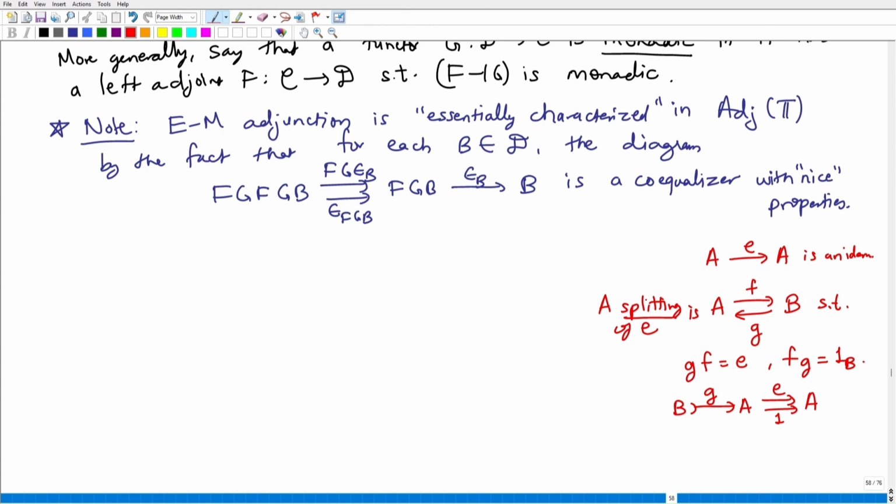So GFG is equal to G. And this is the best possible solution. So this is called a split equalizer. Sorry, I want to say that this is an absolute limit. This particular equalizer is an absolute limit, which means any functor preserves it. And that just happens because it's given by equations. Okay, so it's an absolute limit.